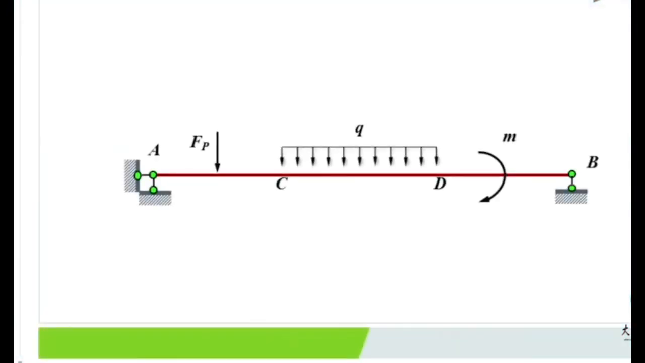Now let's look at the original structure. If we divide it into three parts, AC part, CD part, and DB part, we could draw the free body diagram for each part.